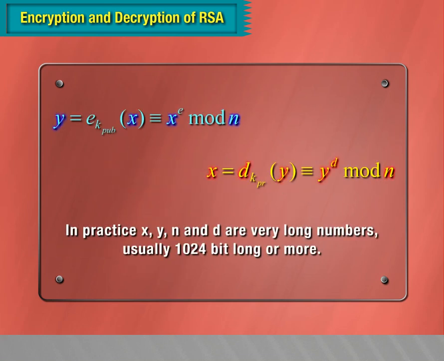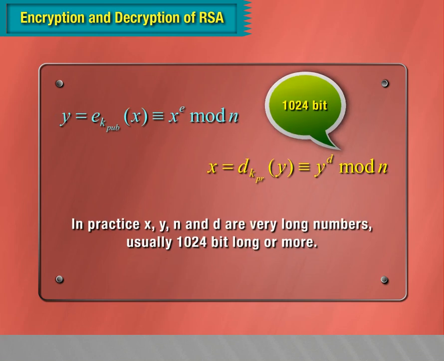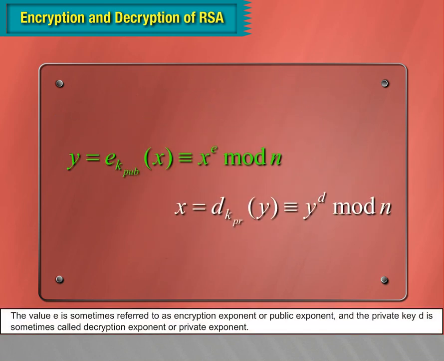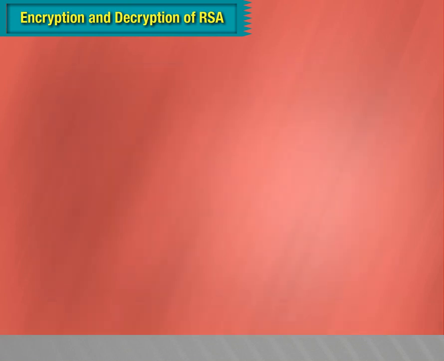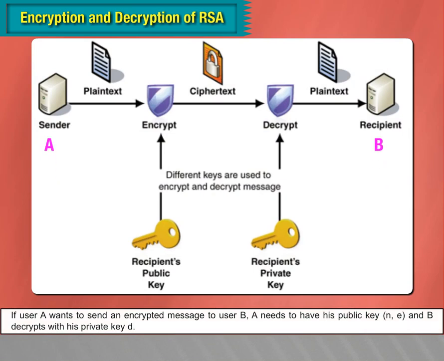In practice, x, y, n and d are very long numbers, usually 1024 bits long or more. The value e is sometimes referred to as the encryption exponent or public exponent, and the private key d is sometimes called the decryption exponent or private exponent. If user A wants to send an encrypted message to user B, A needs to have B's public key (n, e), and B decrypts with his private key d.